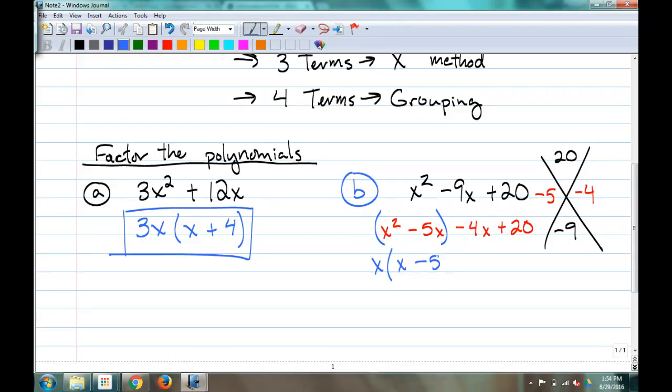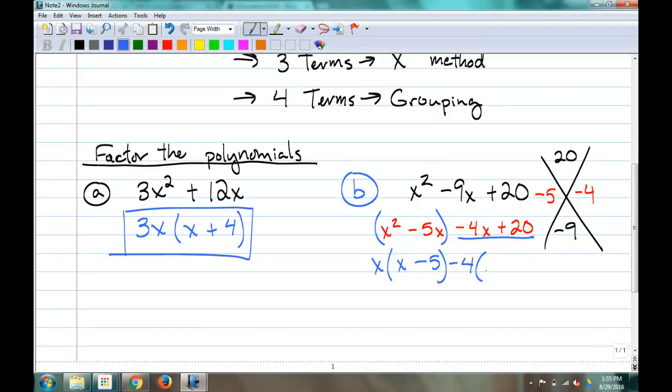x minus 5. Then I look at the second 2. What do they have in common? 4. Yeah, 4 goes into itself, 4 goes in 20. Now, the thing I've got to look at is the sign that's on that right there. If that's a minus sign, then I need to pull out a negative, whatever the common factor is. So a -4 is what I'm pulling out to the front. And that's where a lot of people have some problems, is when they forget to pull that negative sign.